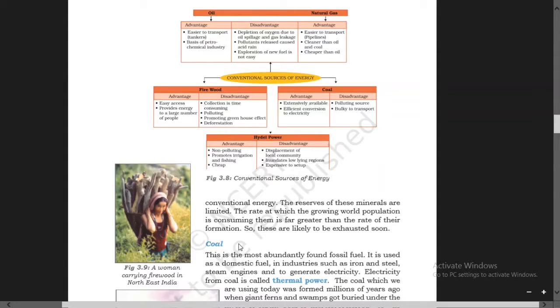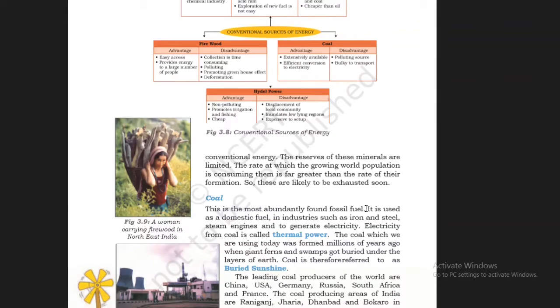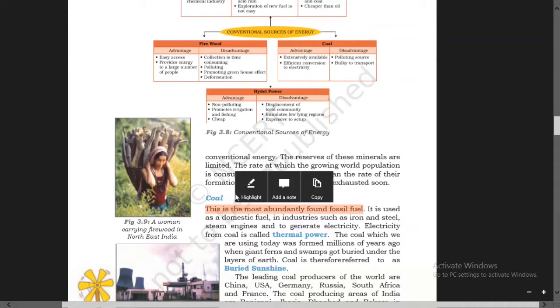Now let us see coal. This is the most abundantly found fossil fuel. Among the fossil fuels, coal is the most abundantly, meaning plentifully, found. So mark this one also: which is the most abundantly found fossil fuel? You have to say coal.